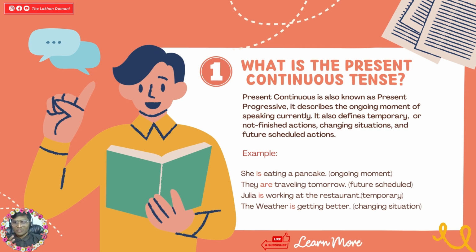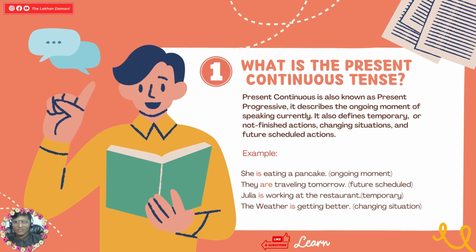And the third definition is temporary things. A temporary job, anything. Julia is working at the restaurant. She is working, but we are not sure. Tomorrow, after 1 month, after 2 months, after 3 months, she can resign or she can leave, right? So this is a temporary moment.